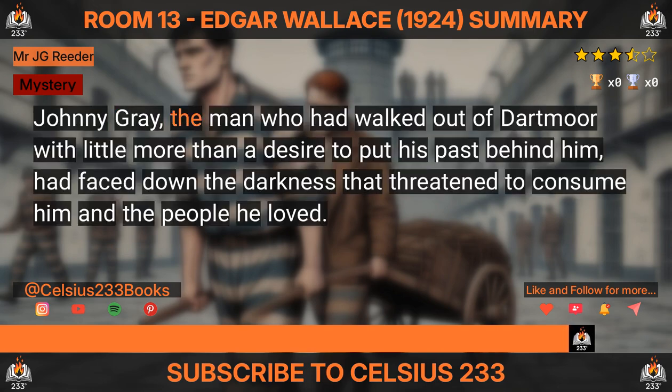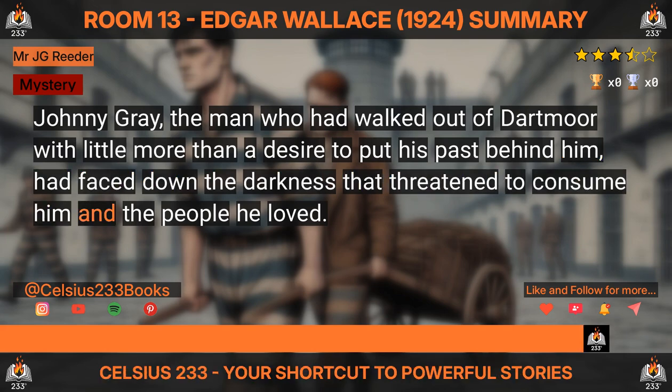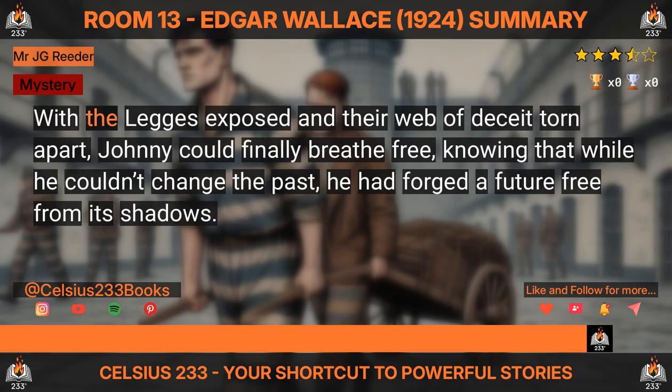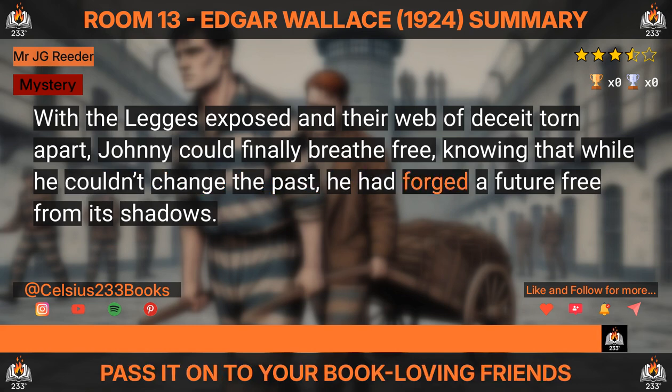Johnny Gray, the man who had walked out of Dartmoor with little more than a desire to put his past behind him, had faced down the darkness that threatened to consume him and the people he loved. With the Legges exposed and their web of deceit torn apart, Johnny could finally breathe free, knowing that while he couldn't change the past, he had forged a future free from its shadows.